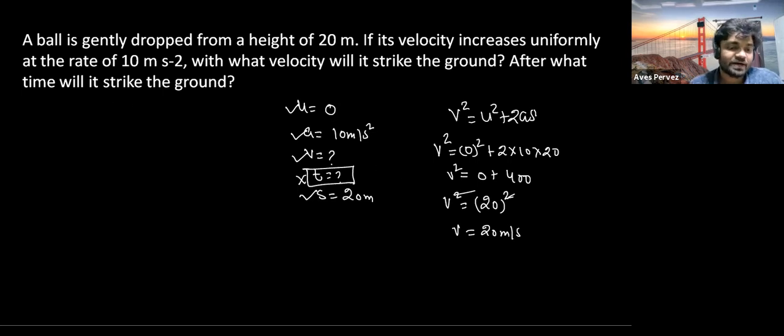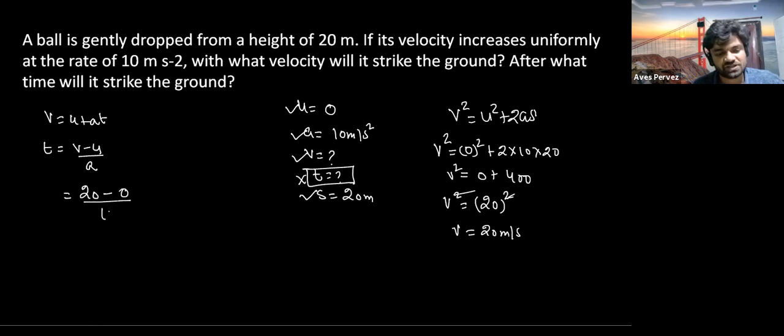And we need to calculate the time here. You can calculate time using any one of the equations. We have v = u + at, so time t = (v - u) / a. Final velocity is 20, initial velocity is 0, and acceleration is 10. So 20 divided by 10 is 2, so 2 seconds will be the time.